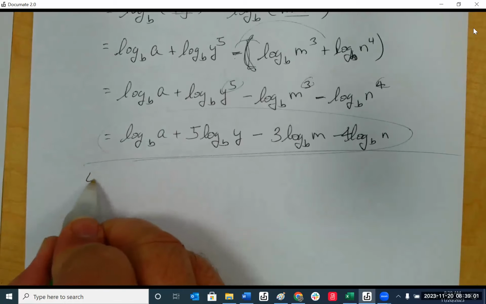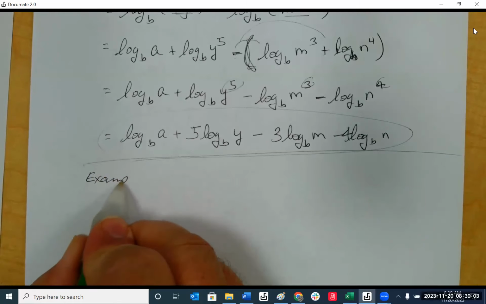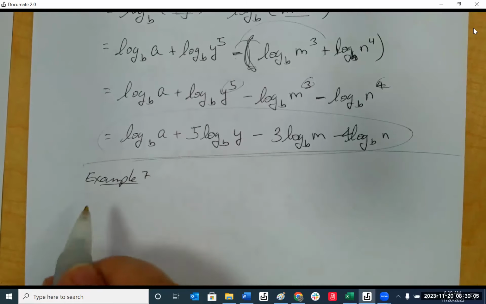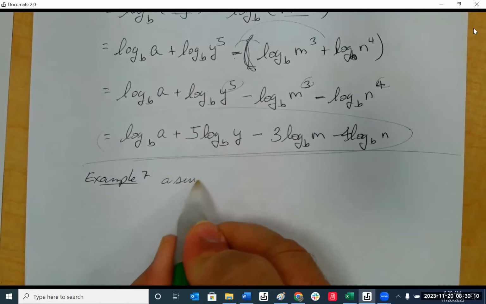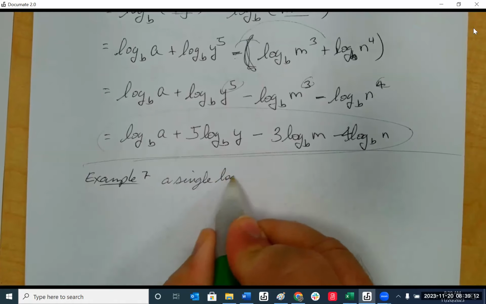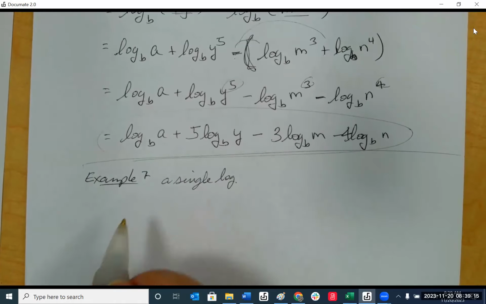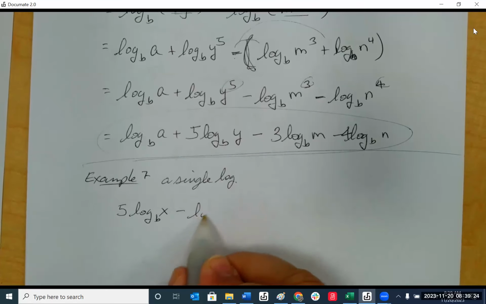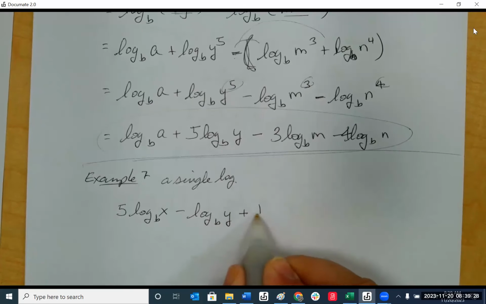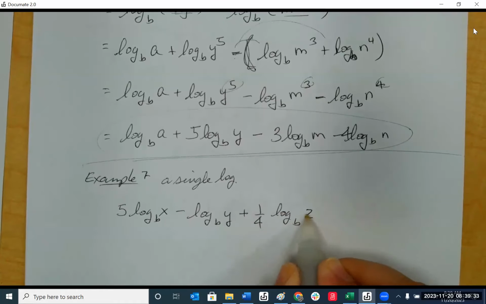All right, let's look at example 7. It says, write as a single log: 5 log base b of x, minus log base b of y, plus 1/4 log base b of z.